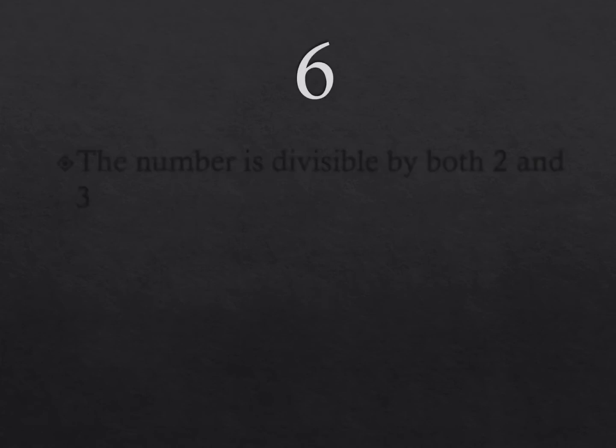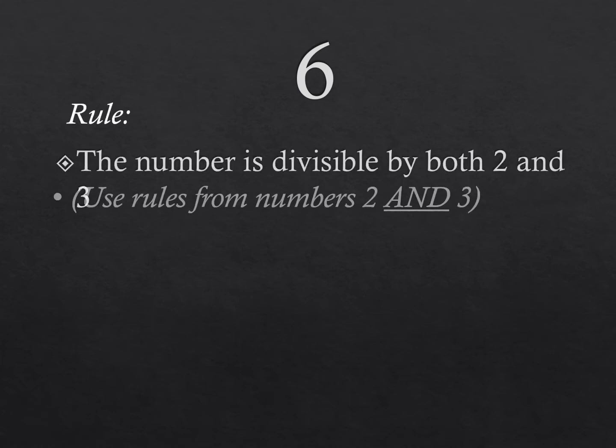This is the most interesting one in my opinion. Divisibility test rule for 6. The number is divisible by both 2 and 3. So you have to check whether the number is divisible by 2 as well as by 3, then only it will be divisible by 6. And the reason is because 6 can be written as 2 times 3. So if a number is divisible by both 2 and 3, it will be divisible by 6.